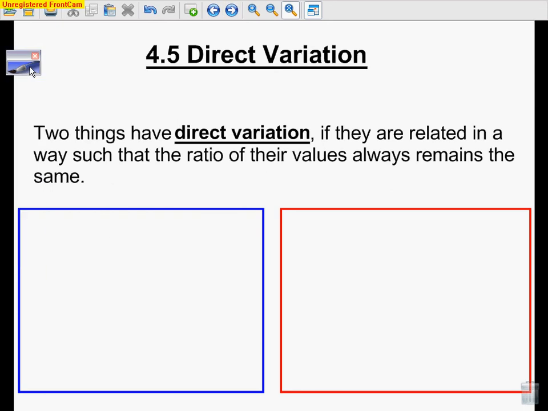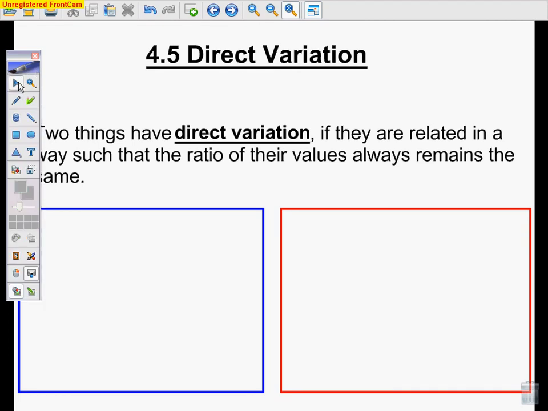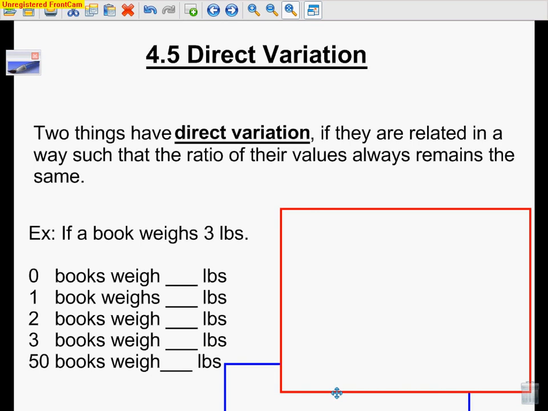All right, here we go. 4.5, direct variation. Two things have direct variation if they are related in a way such that the ratio of their values always remains the same. All right, write that down, please. What's under these boxes, you do not need to write down. This is just an example of direct variation.